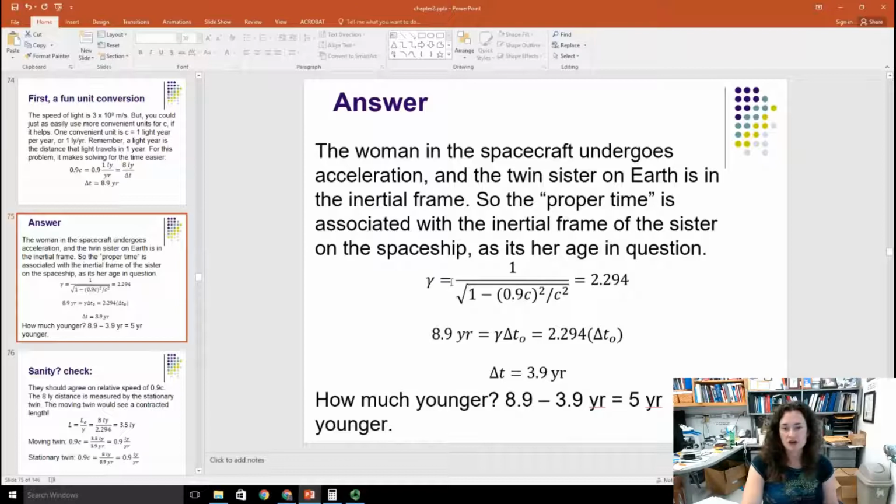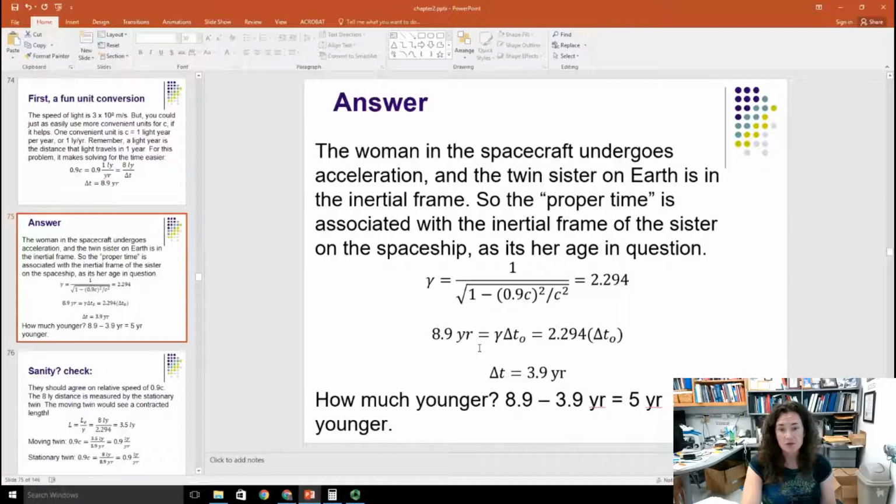Okay, so now we have to solve for gamma. Gamma is equal to 1 over the square root of 1 minus u squared over c squared. In this case, that gives us 2.294 when the speed is 90% the speed of light. Using our equation for time dilation, delta t is equal to gamma delta t naught. The 8.9 years is as measured by the twin on Earth. That's the dilated time, the longer time.